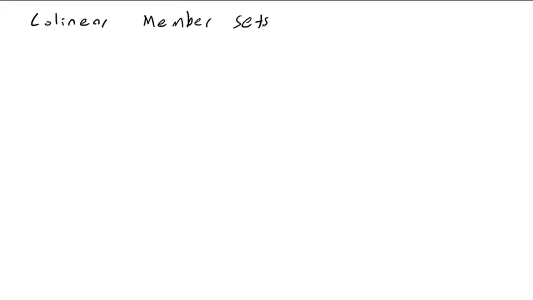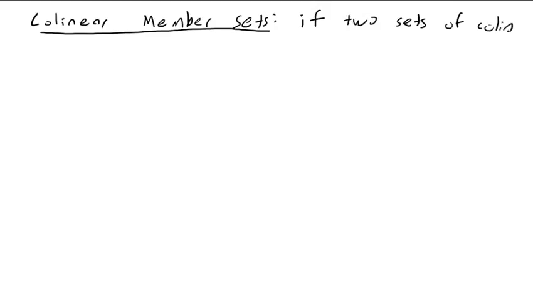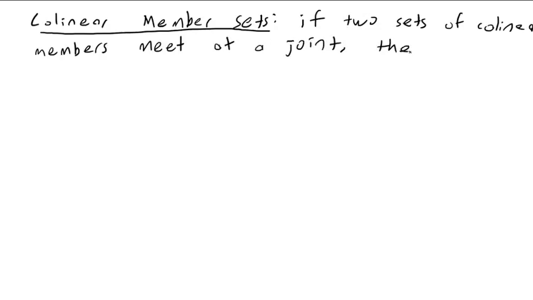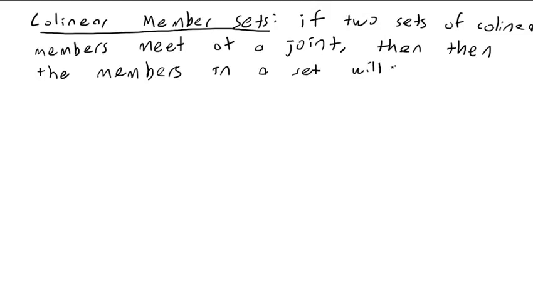Collinear members. Member sets. If two sets of collinear members meet at a joint, then the members in a set will have the same load, even if they're not the same length.